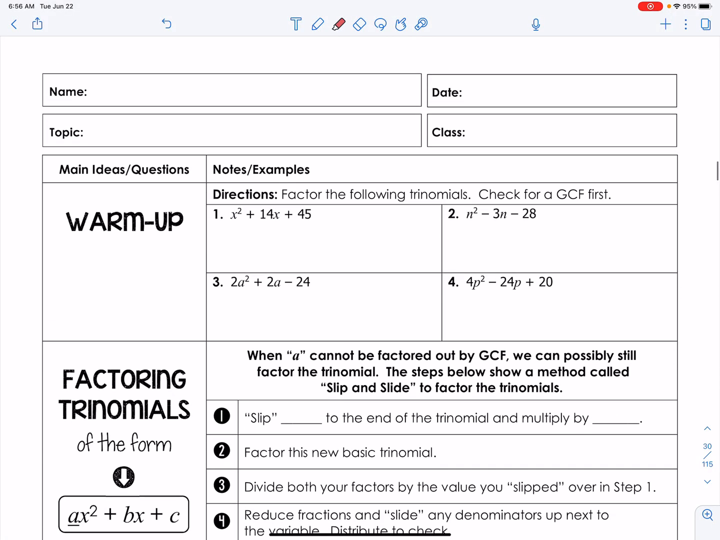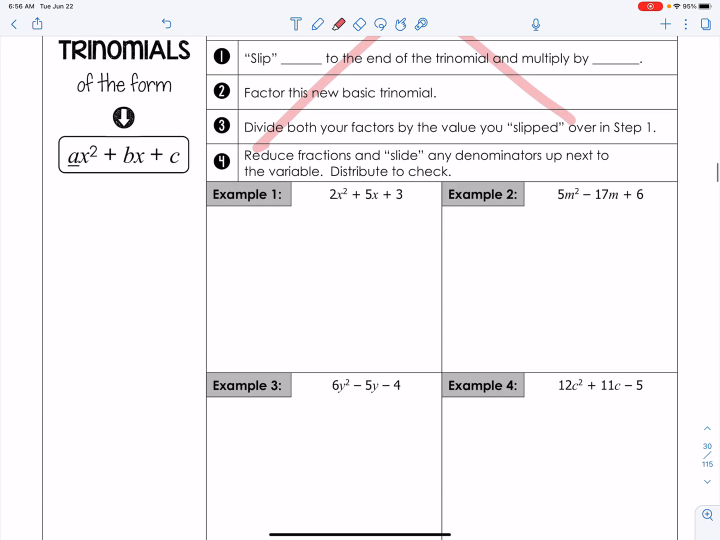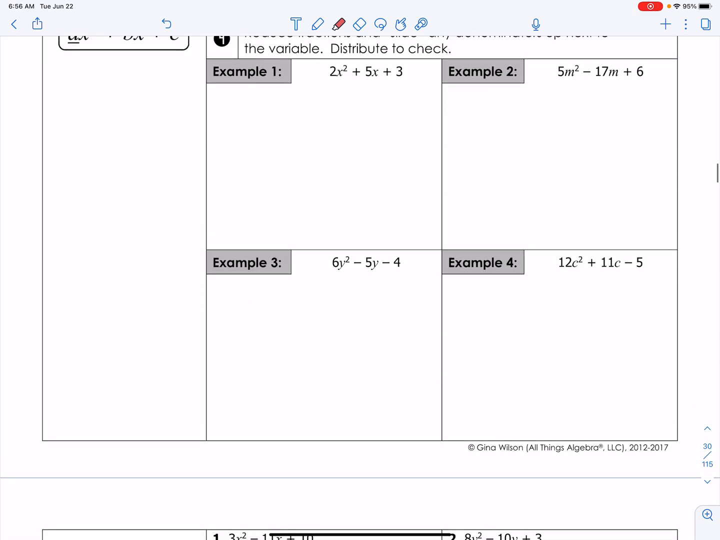All right, we are in the last section of notes, but I'm just going to skip all this first part and come down here to example 1, because I am just going to go through some factoring. I've already shown you how to do these, so we're just going to practice a few more.